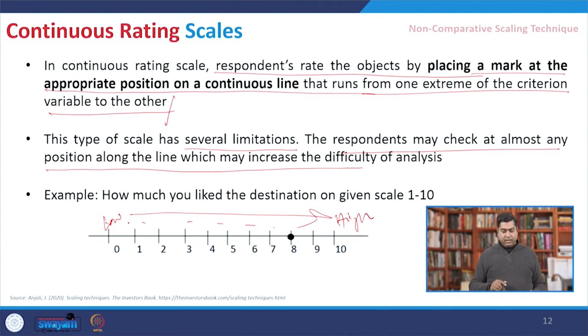From low to high there is a particular transition, and in this case definitely we can calculate the mean and other things. But if the question is how much you like the destination on a given scale of 1 to 10, where 0 means I did not like it and 10 means I liked it very much, there is no in-between demarcation of numbers corresponding to 1, 2, 3, 4, 5, 6. So sometimes it may be very difficult for the respondent to answer it.